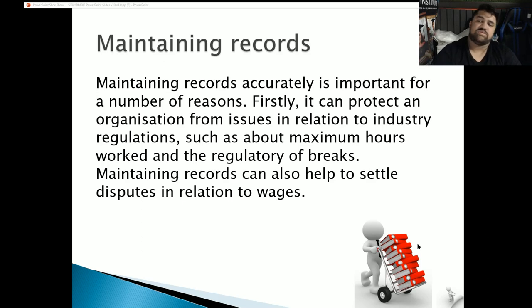Maintaining records accurately is important for a number of reasons. Firstly, it can protect an organization from issues in relation to industry regulations, such as the maximum hours worked and the regulatory breaks or leave or anything like that. Maintaining records can also help to settle disputes in relation to wages.